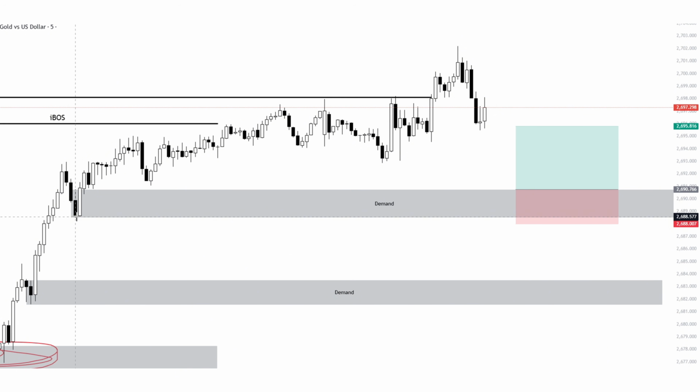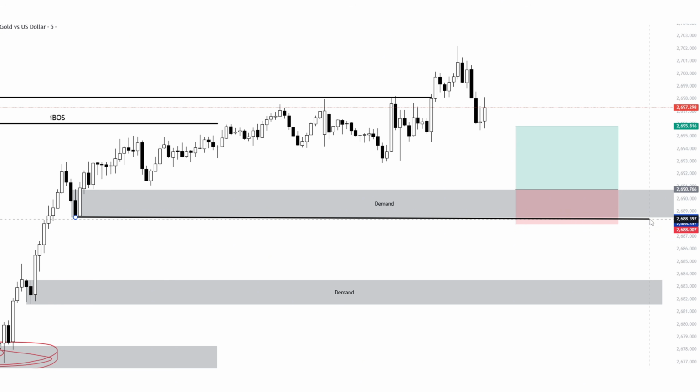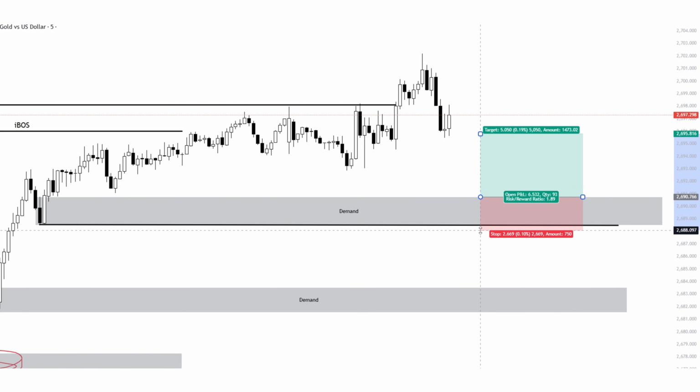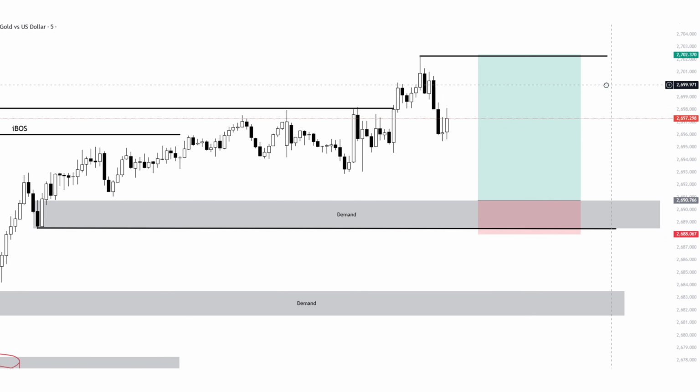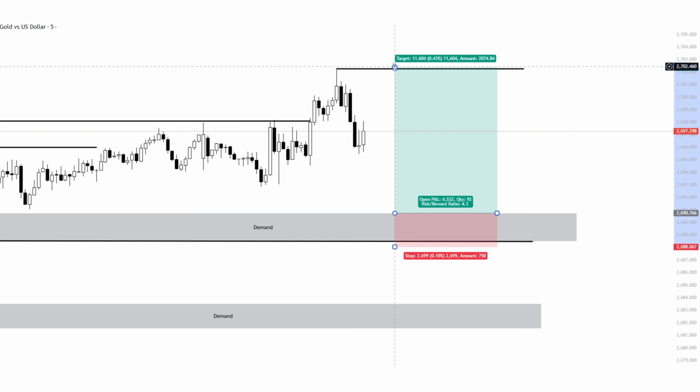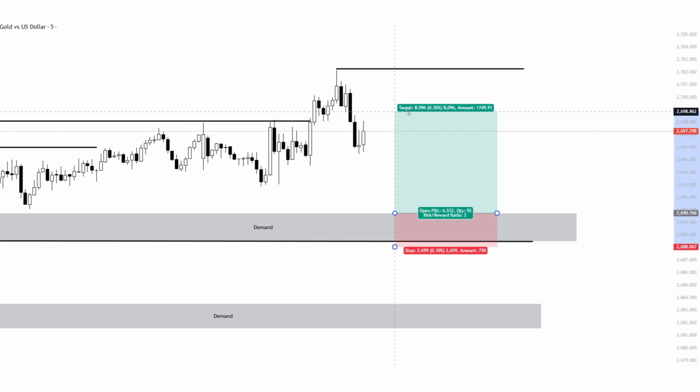So here, buy at the demand, stop loss below the demand, which also coincides with being slightly lower than these lows. And for the take profit, we can look above the swing highs, and if the risk to reward might seem too high, we can also take partial profits. So at 1 to 3, we take out 50% of the position.